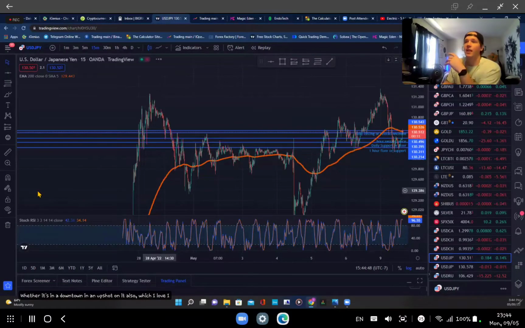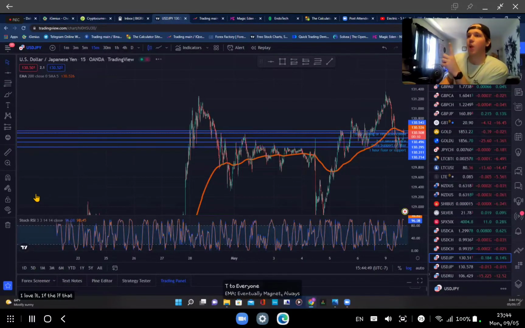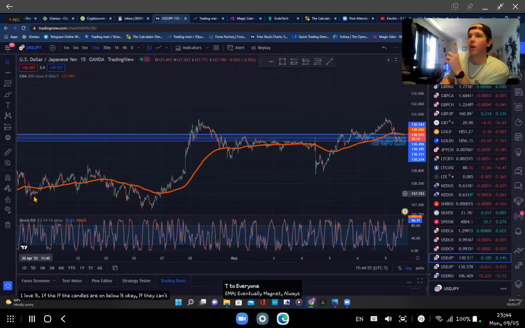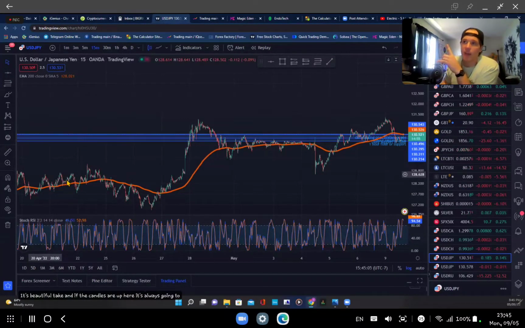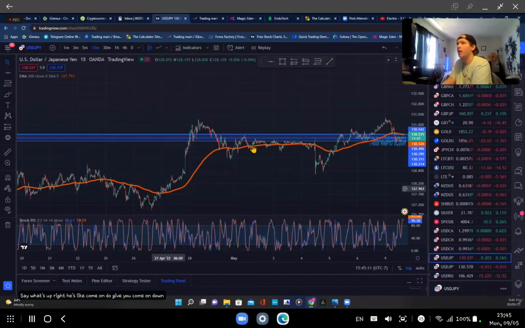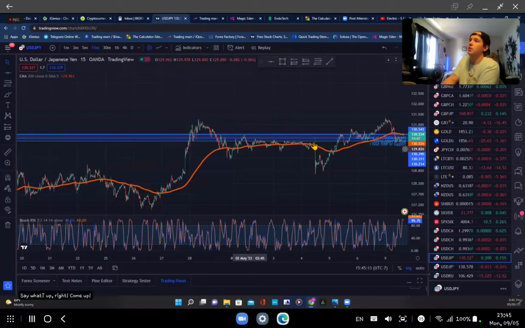If the candles are below it, they're always going to come back up to it, eventually. It's always beautiful. And if the candles are up here, it's always going to come back down to it. I look at the EMA as a friend. He's telling his homeboys to come say what's up. He's like, come on, dude, come on down here, say what's up. Give me a high five, bro. Boom. Come back up here, right?